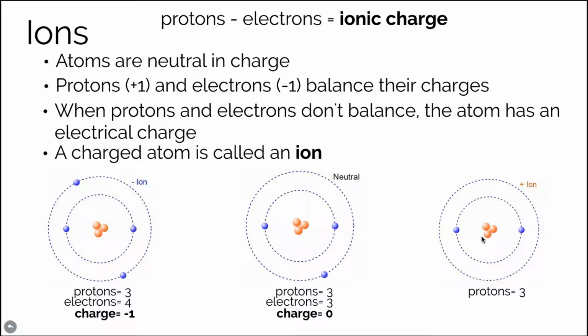Finally, in this example on the right, if you count out the protons in the nucleus, you get 3 protons. In the orbits around it, you get 2 electrons. So again, if you take 3 protons and subtract 2 electrons, you get a result of +1, meaning that this atom will have a positive charge of 1, so you can call it a positive ion.